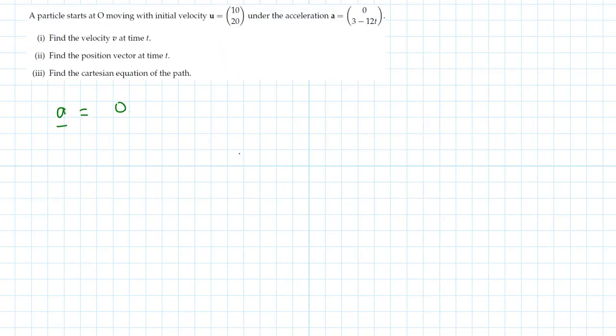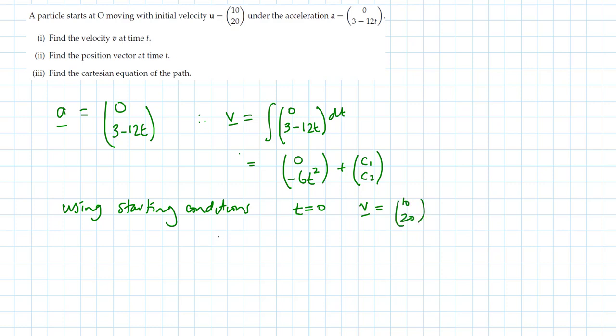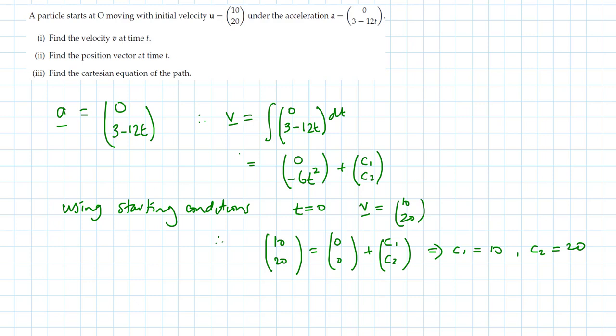A typical example of how we might do this one. So here we've got a question. If you read it carefully, you're given acceleration, and we've got to find the velocity, the position vector, and then the Cartesian equation. So the usual process: we find the velocity by integrating the acceleration, as we've done before. Remember to put our constants of integration in. We were given starting conditions, so we were told when t equals 0 what the velocity was. So from that we're able to work out what c1 and c2 are going to be, and therefore we can now get our expression for the velocity with the right constants in there.